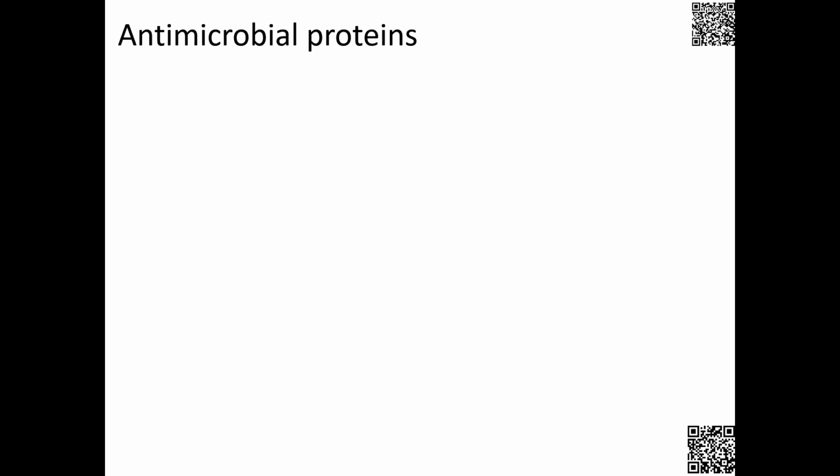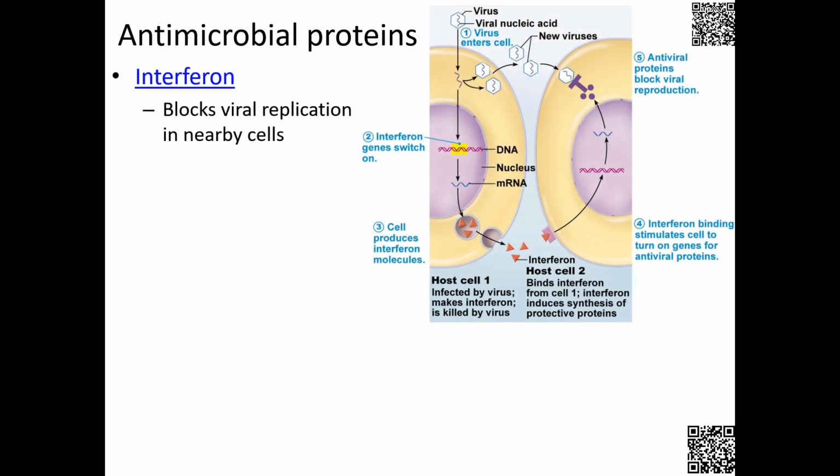So here you can see, got some QR codes for two videos related to two different types of antimicrobial proteins. Again, feel free to scan those and watch them if you'd like to see this in another view. One protein is called interferon. It interferes or blocks the ability of a virus to spread in nearby cells.